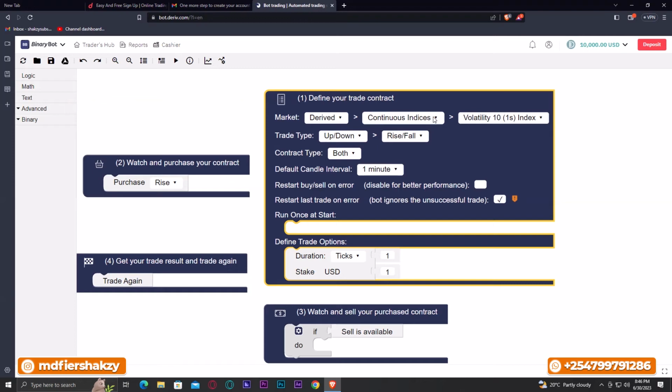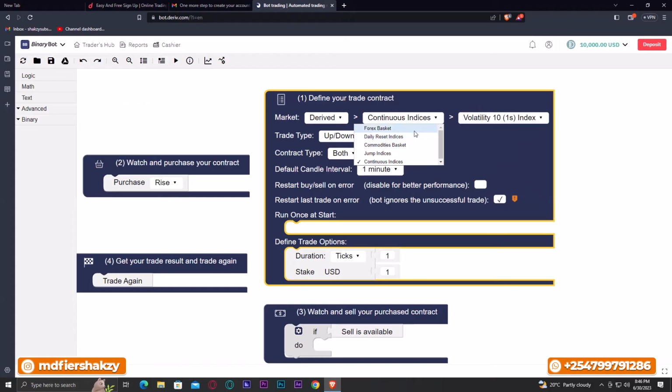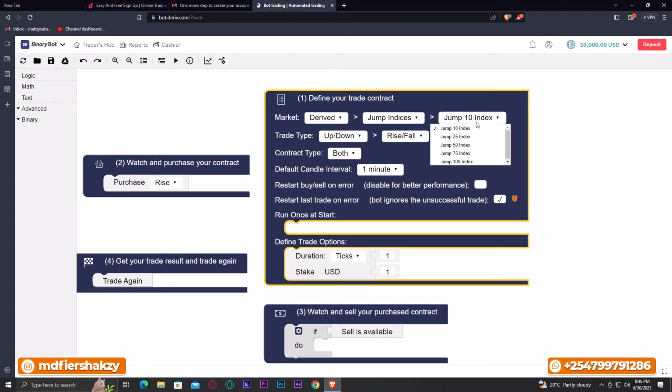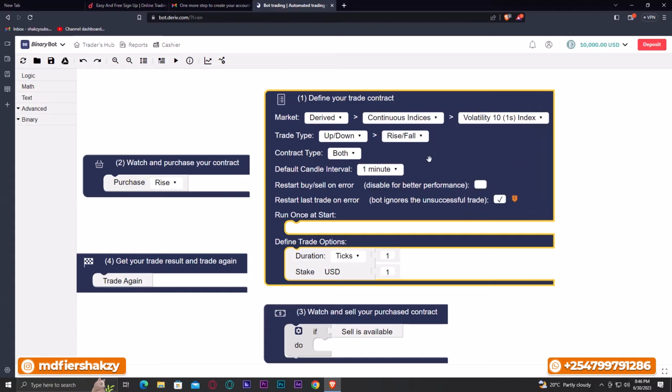And then continuous indices, and then we have volatility 101S. These are the different kinds of markets that we have in the continuous indices. You can also trade jump indices, which also has 5 different markets. Continuous indices, we have 10, and this is actually where we'll be trading most of the time.